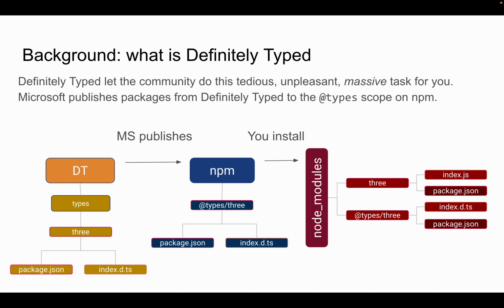So Definitely Typed comes in here, and it lets the community do this massive task for you. The Definitely Typed repo has a types folder with a whole bunch of packages inside of it. 3 is the example I'm using here. It has a package.json and index.d.ts that Microsoft publishes to npm when you check it in, and those files are inside of @types/3 rather than 3. When you install @types/3, it sits side by side with 3 inside of node_modules.